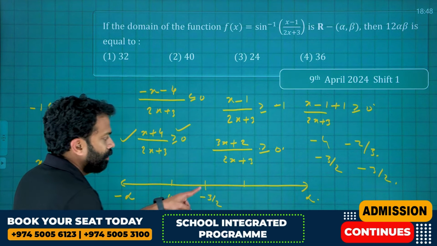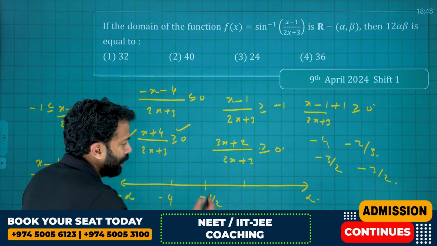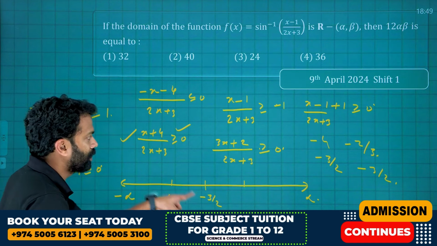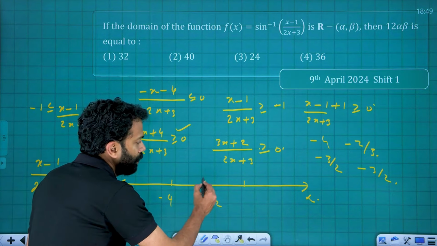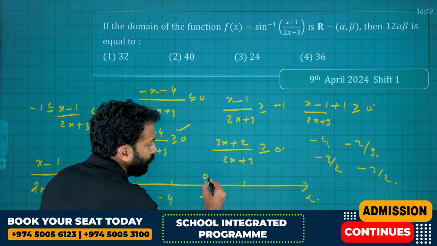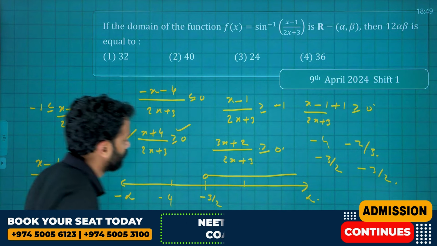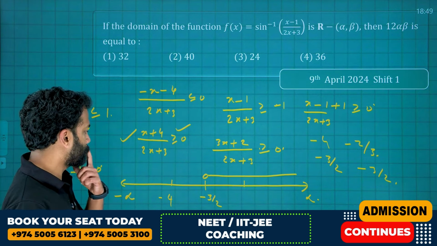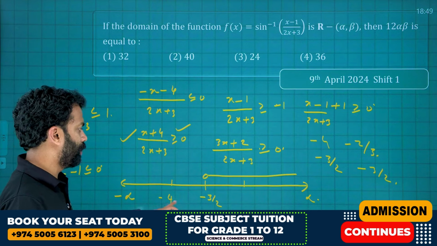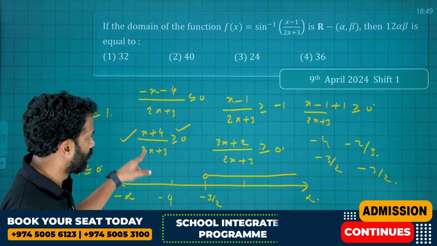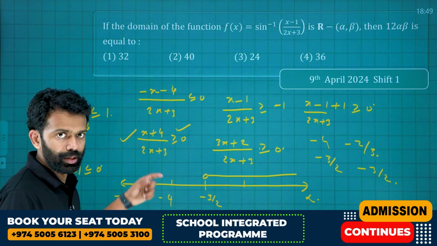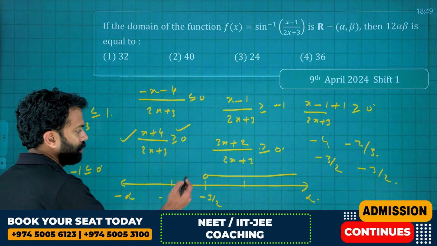Can we take minus 3 by 2? We cannot take minus 3 by 2. If you take minus 3 by 2, the denominator becomes negative and the net value becomes not defined. So we cannot take minus 3 by 2, but it will be from here to here. Tell me a number between minus 3 by 2 and minus 4, that is minus 2. If you substitute minus 2 here, this will be positive, this will be negative, net value will be negative. Therefore, we cannot take this value.